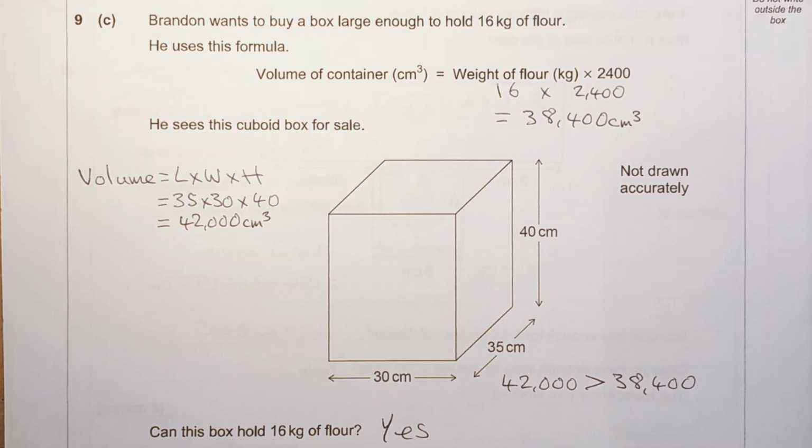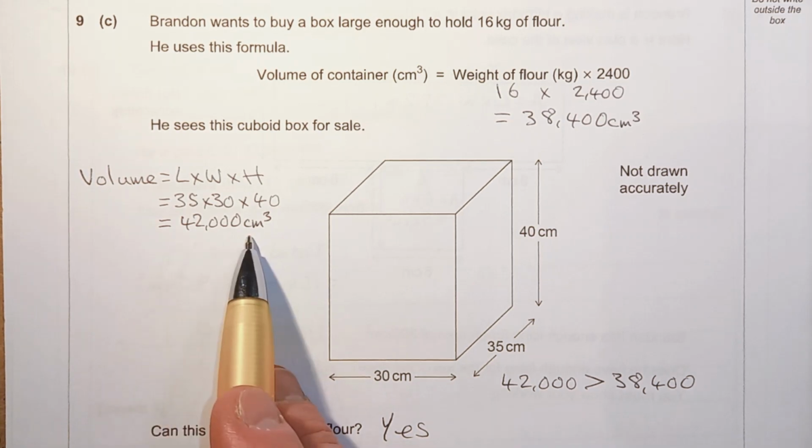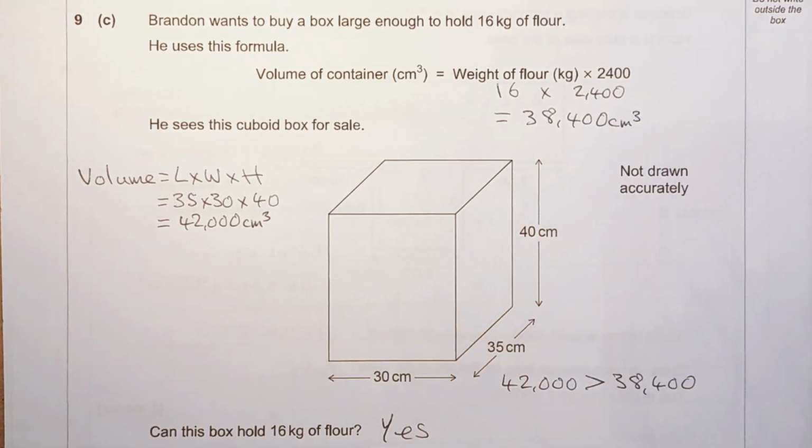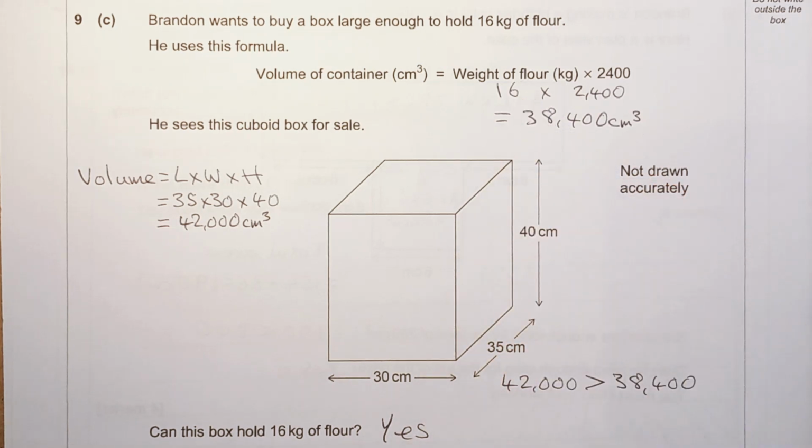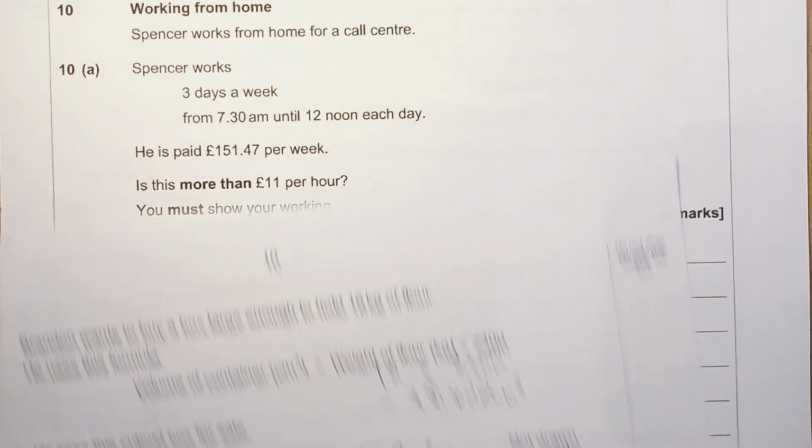You could do this slightly differently. What you could do is you could divide the 42,000 by the 2,400 to find out how much weight you'd need, and then compare that to the 16. But I think this is probably a more straightforward way of doing it. But either way would be fine. You should get the same answer whichever way you do it.